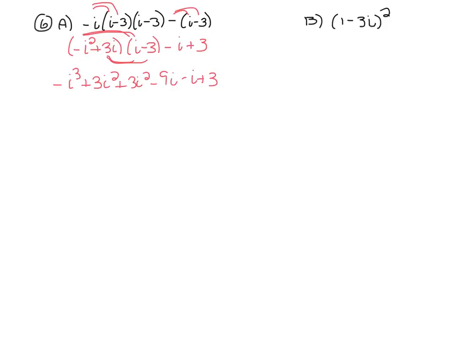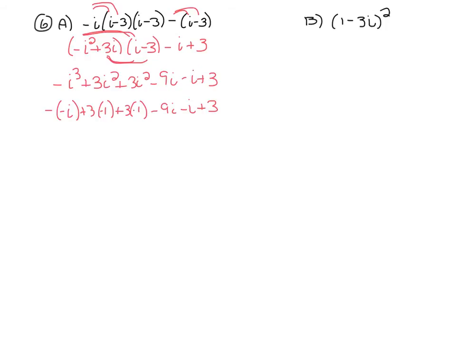Okay, from this point, you never want to leave your answer with exponents on the i. So if we recall, i to the third is equal to negative i. So after I bring down the negative sign, I'm going to replace this i to the third with a negative i. And also, i squared is equal to negative 1. So I'm going to replace the i squareds with negative 1s. Then I'm just going to bring everything else down. So I'll bring down the minus 9i, the minus i, and the plus 3.